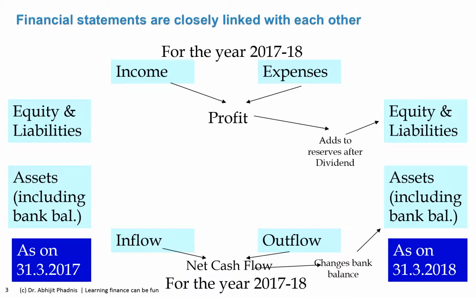Now, what we can say is that this is a close-knit system. Balance sheet 1, then a statement of P&L, cash flow statement, and balance sheet 2.